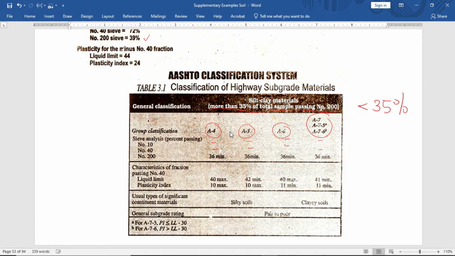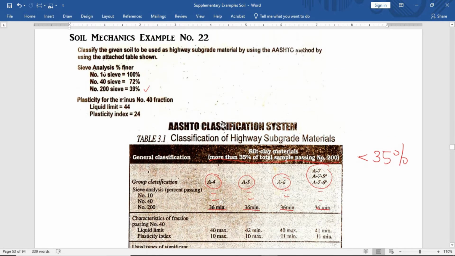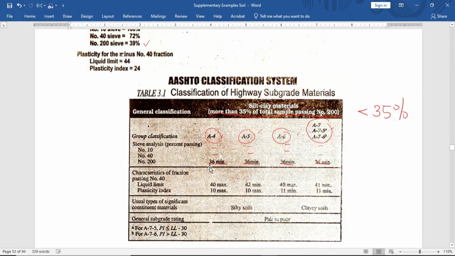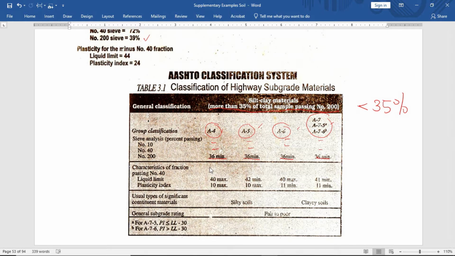Para sa number 200, ang minimum daw ay 36. Tingnan natin kung ano yung number 200 passing natin. 39. So, possible, pass sila para sa A4. So, okay. Kung okay dito sa unang part, try natin dito kung saan mag-okay ulit.